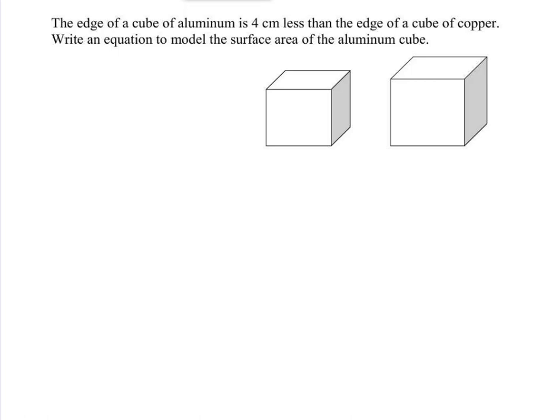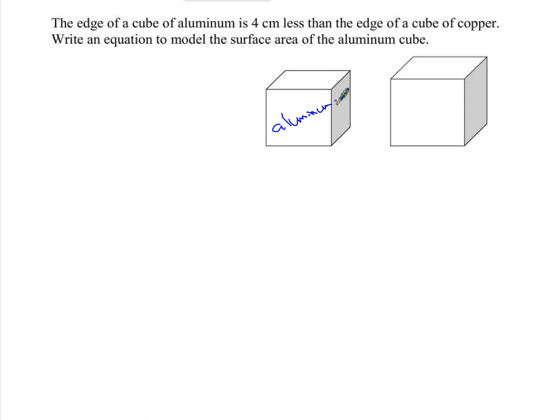All right, story problem time. The edge of a cube of aluminum is 4 centimeters less than the edge of a cube of copper. Okay. Write an equation to model the surface area of the aluminum cube. So which one of these is the aluminum cube and which one is the copper cube? Right, because it says aluminum is 4 centimeters less than. So the smaller one is the aluminum.